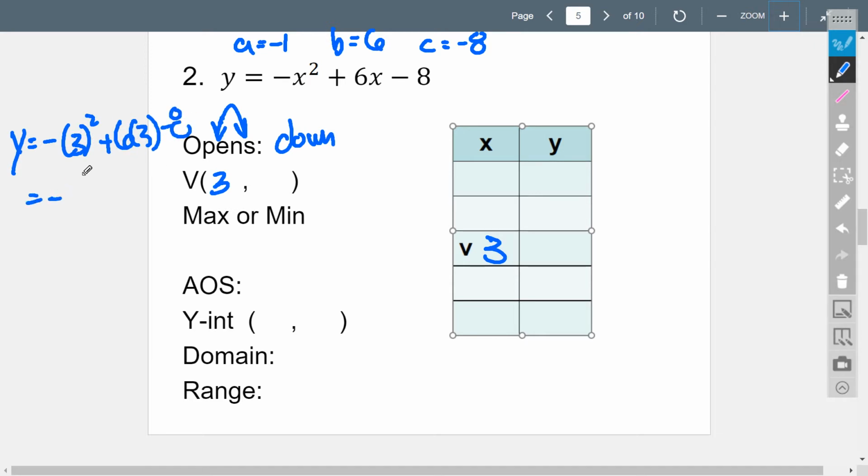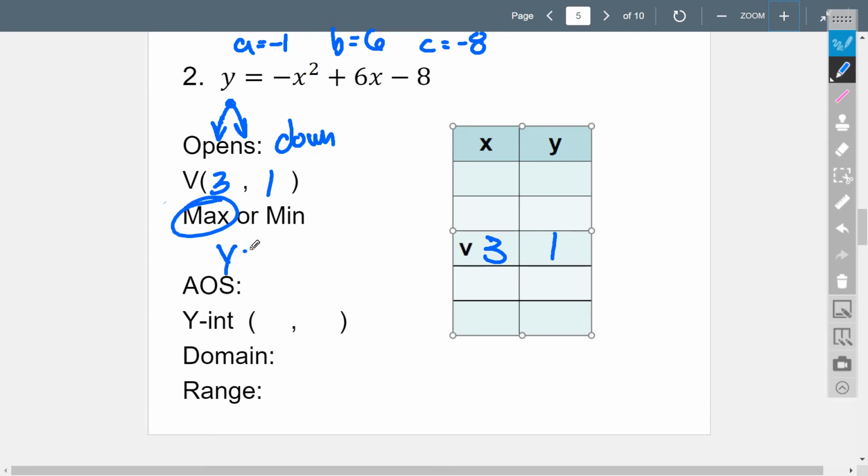So that's negative 3 squared is 9. 6 times 3 is 18. And minus 8. Okay, so negative 9 plus 18 minus 8 is 1. So the y-coordinate is 1. So 3 comma 1 is our vertex. Now, since this opens down and the vertex would be at the top, this represents a maximum. So the maximum is 1 for the y-coordinate, y equals 1.